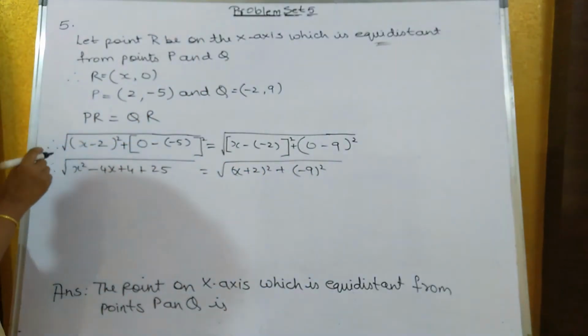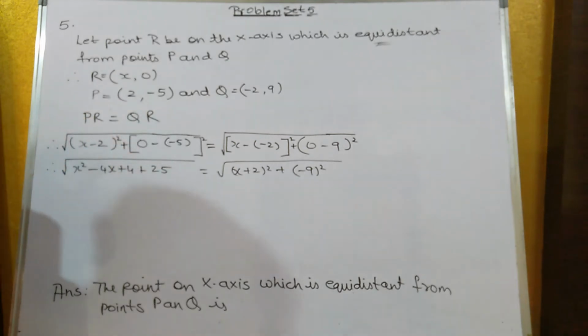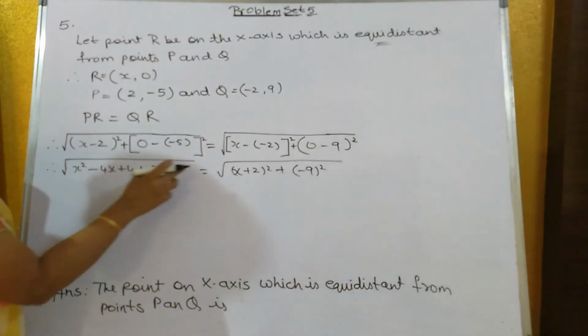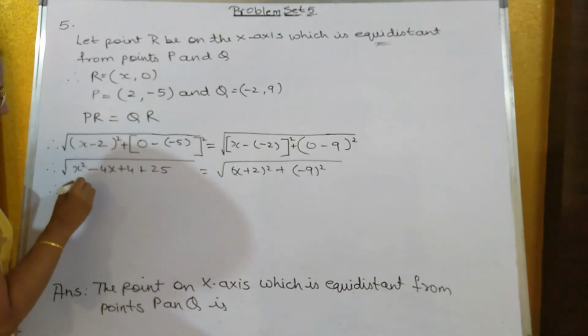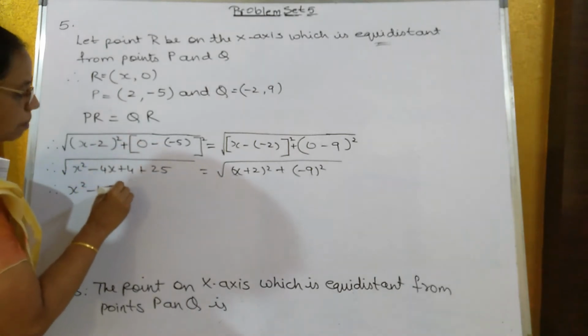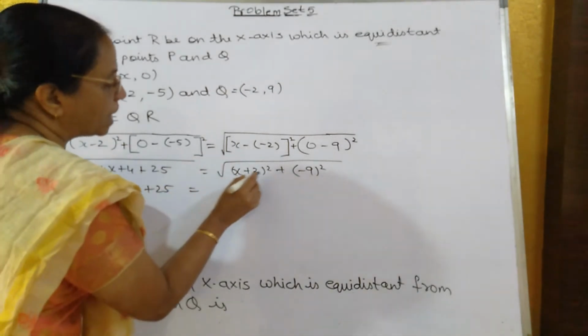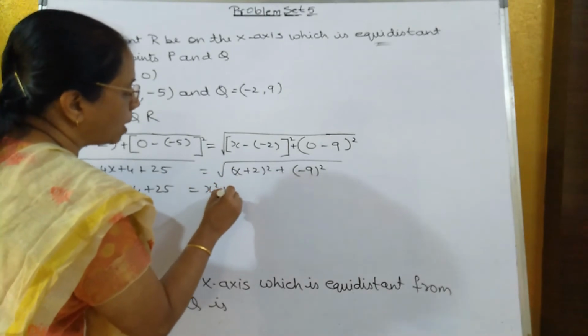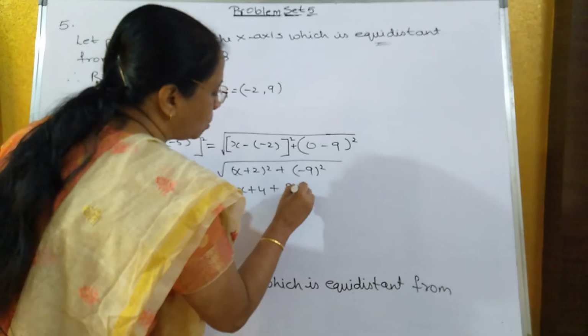Now if I take the square on both sides, so instead of taking PR, if I take PR square, the root will go away. Therefore x square minus 4x plus 4 plus 25 is equal to, over here (x plus 2) the whole square, which is x square plus 4x plus 4 plus 81.